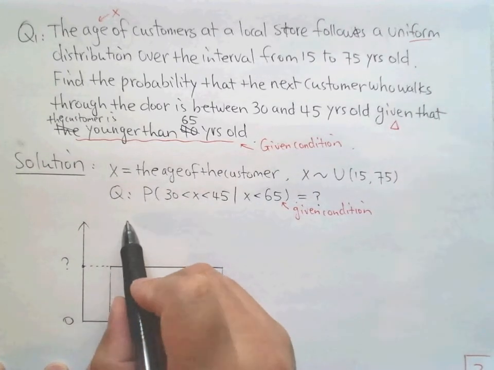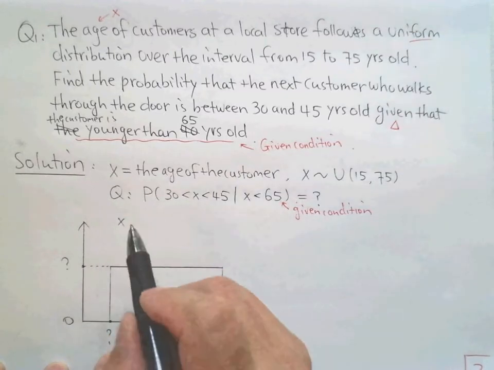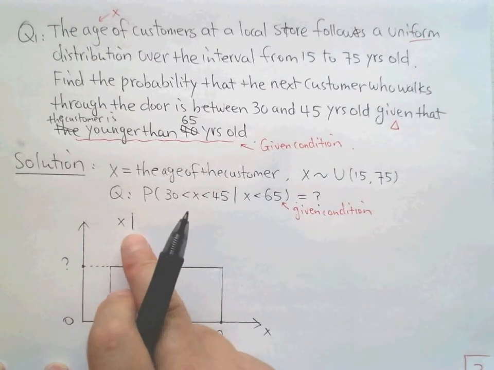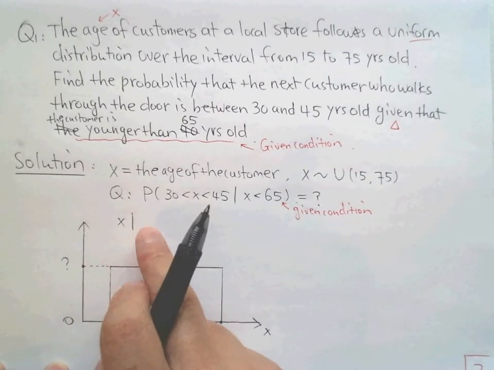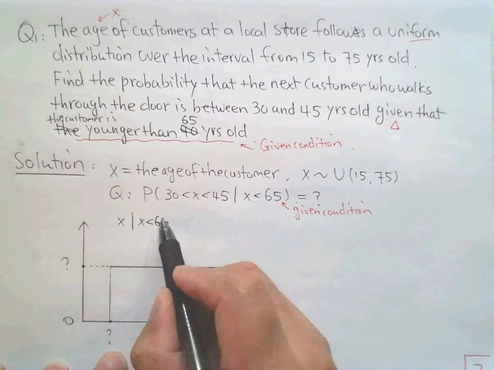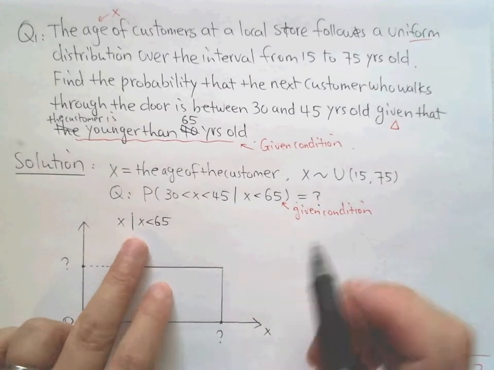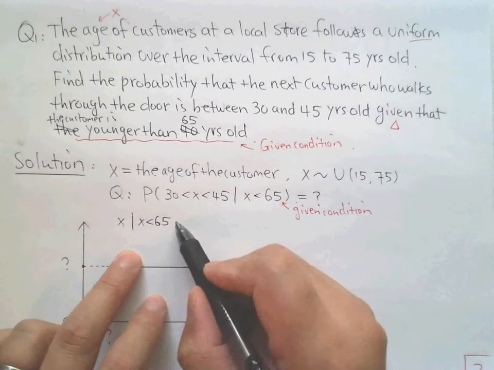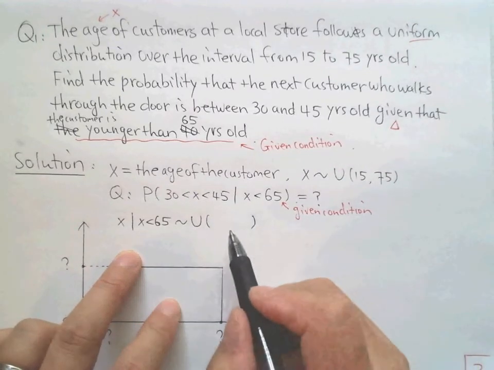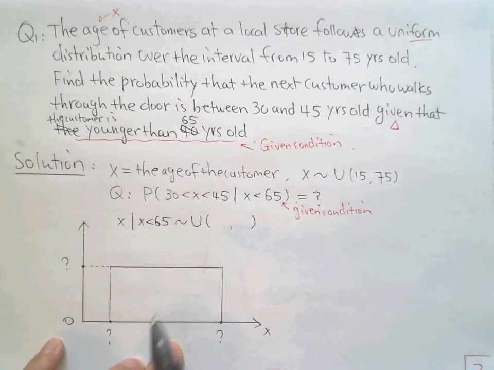This is the most important. Let me write it down. They are talking about the age, but we have a small bar here, and that means given the condition, given x less than 65. This is a conditional distribution. It still follows a uniform distribution, right? Now what we need to do is determine these two numbers. Be careful, this is the most important step.